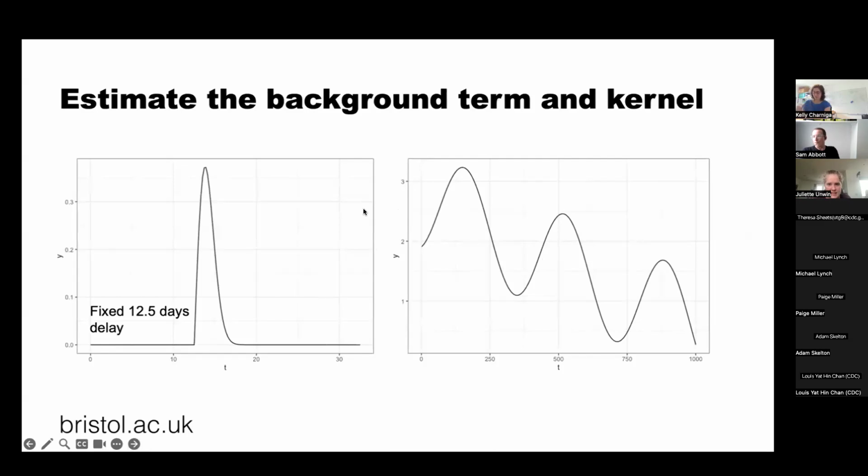So here are some fits that we got. I think this is from data from China. So we fixed this delay to be 12.5 days, and then we fitted the kernel and this shape. With the data in China, there's very good healthcare options available and treatment regime. So this time of the infectious profile is shorter than perhaps you might expect from other countries.